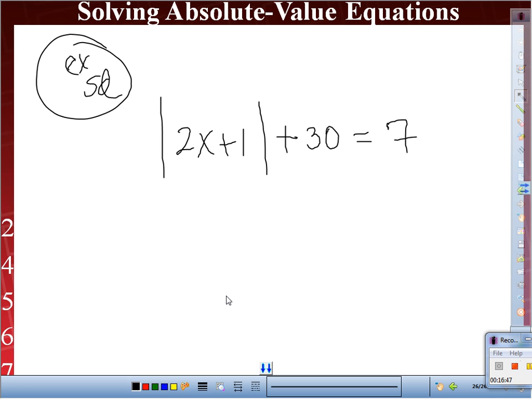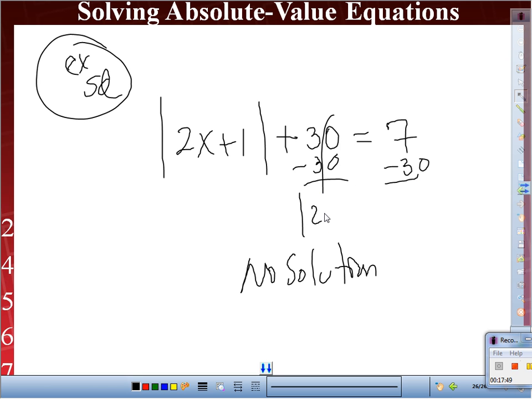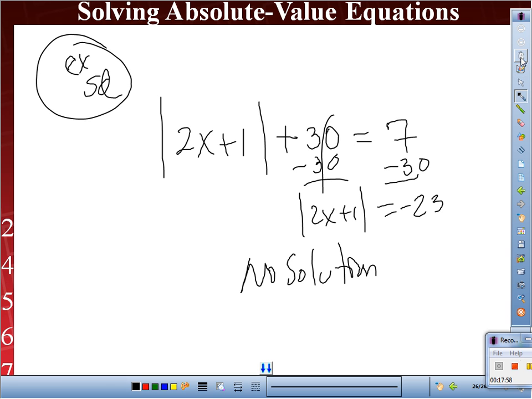Andres, what'd you get? No solution. Hands up if you got that. That is correct, because we subtract 30 from each side. We end up with absolute value 2x plus 1 equals negative 23. Since it's a negative, therefore, no solution.